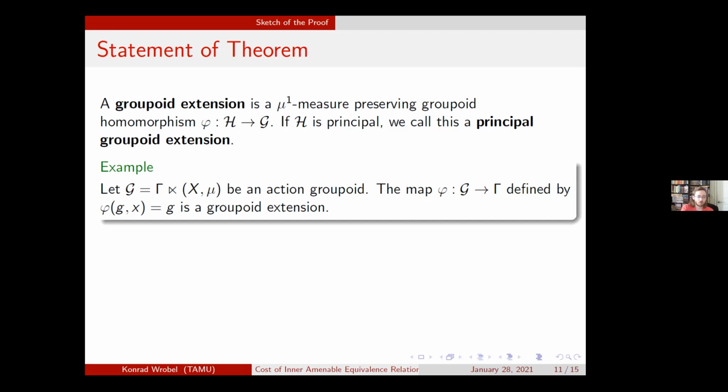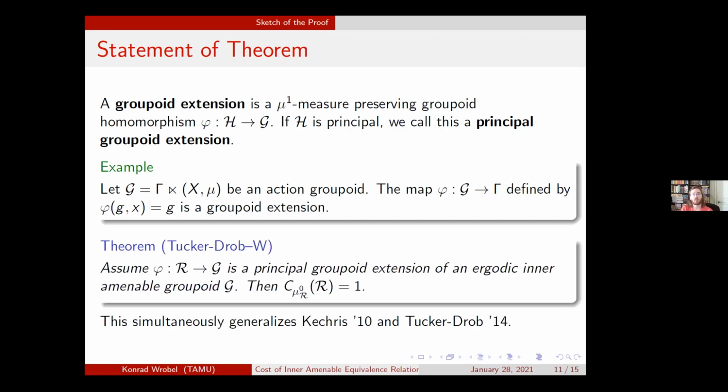Okay, so I can state our theorem. If we have a principal groupoid extension, where principal corresponds to freeness of the action, of an ergodic interamenable groupoid, then the cost of this equivalence relation is 1. So if we just consider the trivial groupoid extension, if we just look at an interamenable equivalence relation, then this generalizes and gives an alternate proof of Kekris's result about equivalence relations that have a non-trivial asymptotically central sequence in the full group.